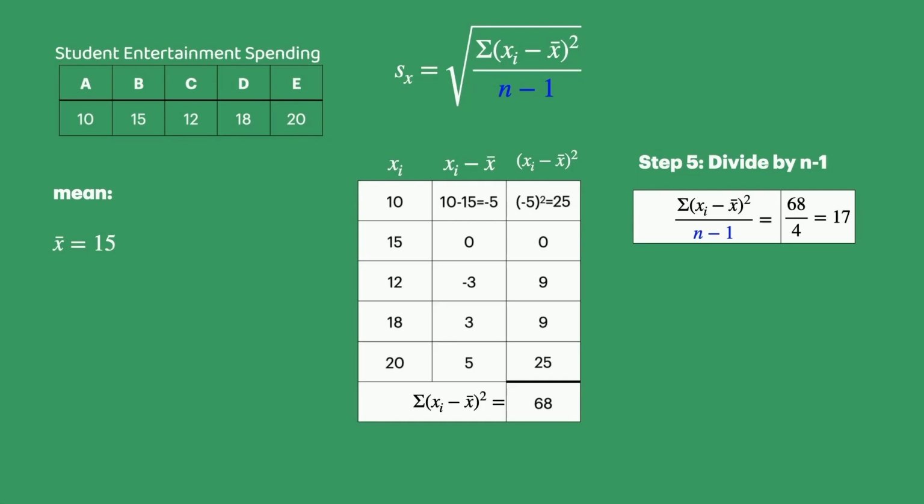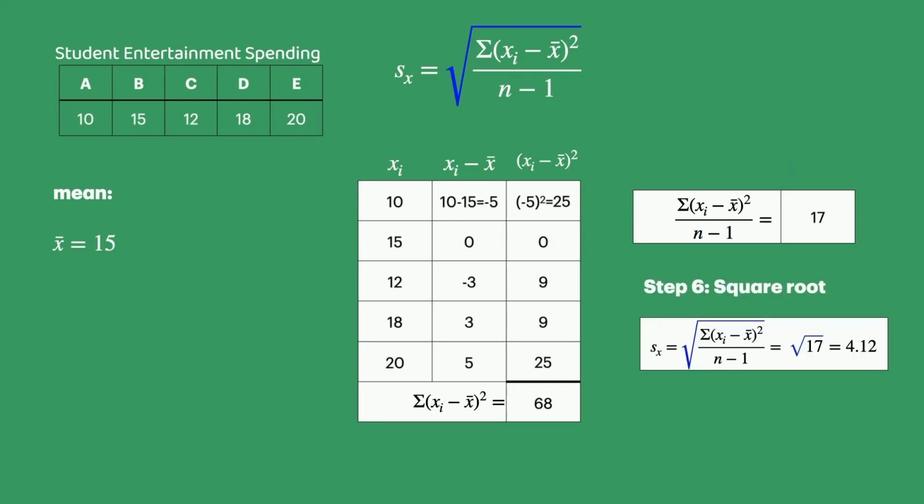Step 5 is to divide by n minus 1. Our n is always going to be the number of individuals represented in the data set. So in this case, we have 5 students. So 5 minus 1 is 4. We divide by 4. All right, so when we do that, we take 68 divided by 4 and we get 17.